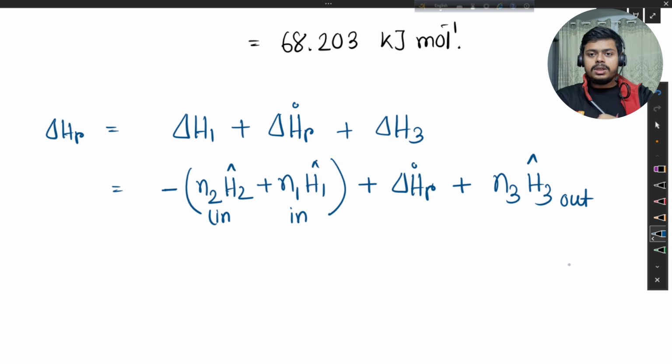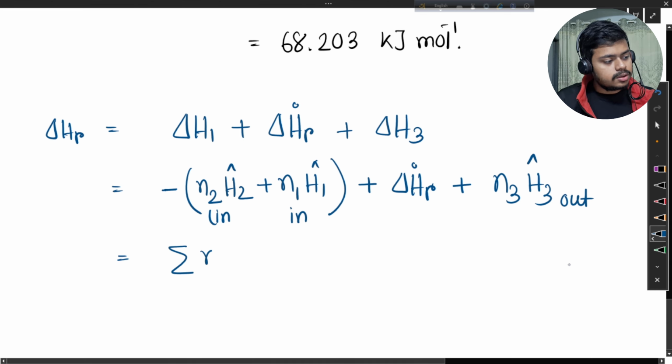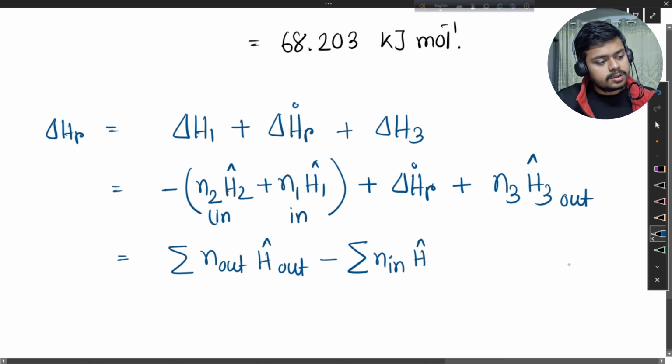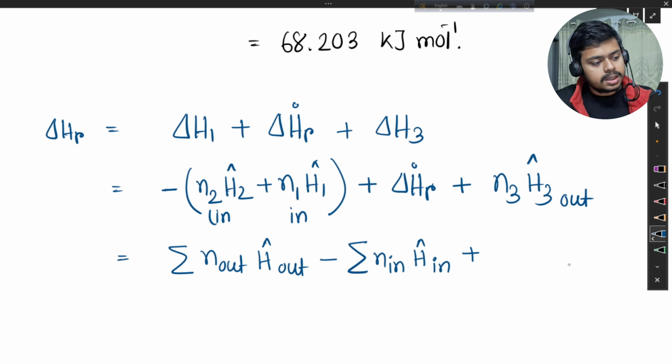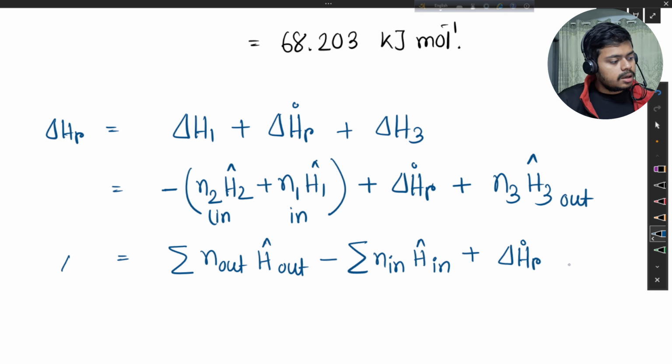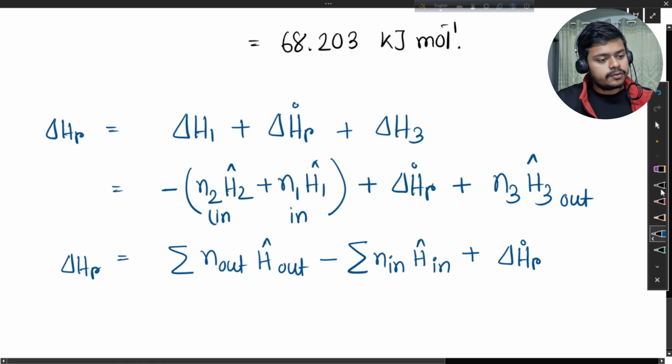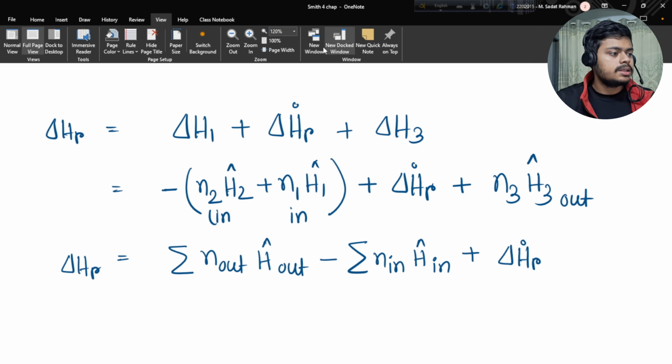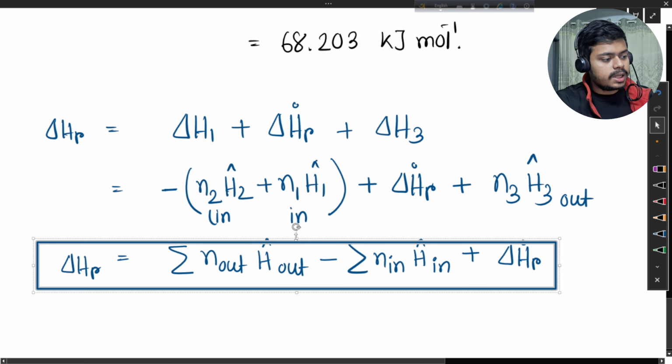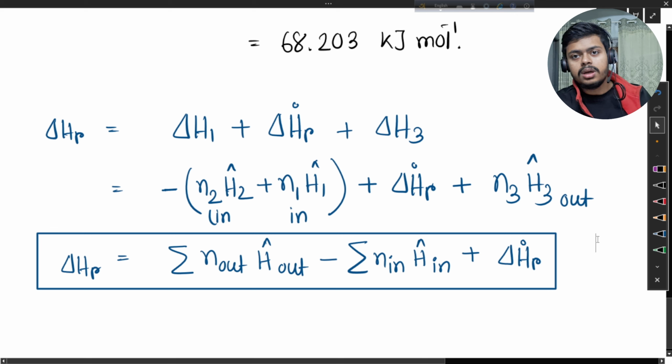So if we put these equations in a standard form, it is going to be the summation of N out H specific out, minus the summation of N in multiplied by H specific in, plus the heat of reaction at the standard condition. This is the standardized formula for calculating heat of reaction at any temperature other than the standard temperature. By simply adding these values we can calculate the total heat of reaction.